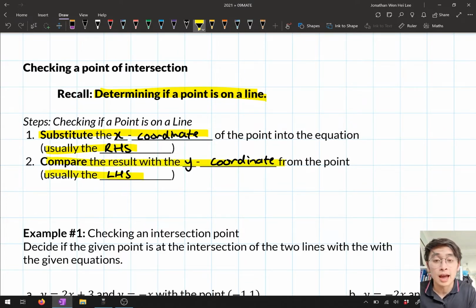So we sub in our y value and we put it usually in the left-hand side of our equation. And if they matched up, that meant that that point was on our line. If it's determining if a point of intersection is on a line, we just need to check that a point of intersection, so a coordinate, is on both of our lines. If it's on both of our lines, that means that our two lines touch at that point.